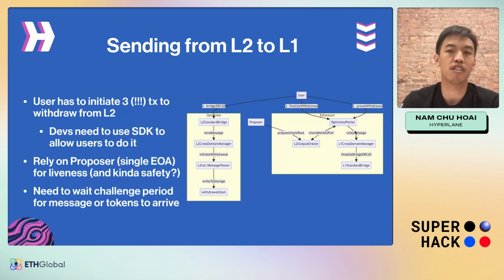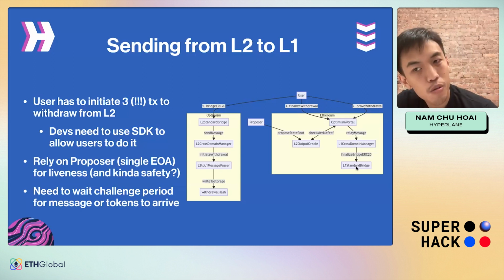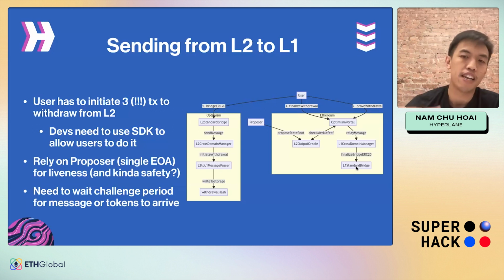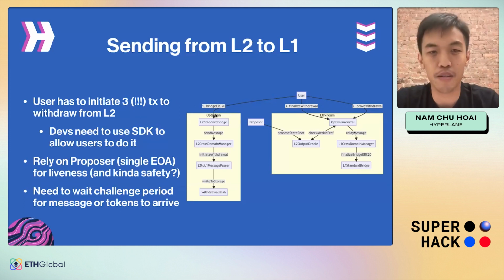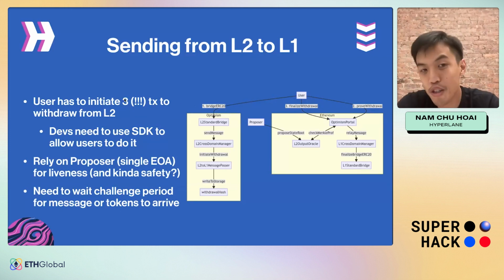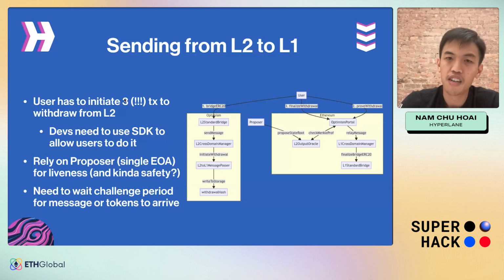And that will ultimately call relayMessage on the L1 cross-domain messenger, which will call finalizeBridgeERC20 on the L1 standard bridge. And that's what releases the USDC to the user, right? And so, we said it's a rough experience because there are 3 transactions over a period of 7 days that a user has to manually submit, right?